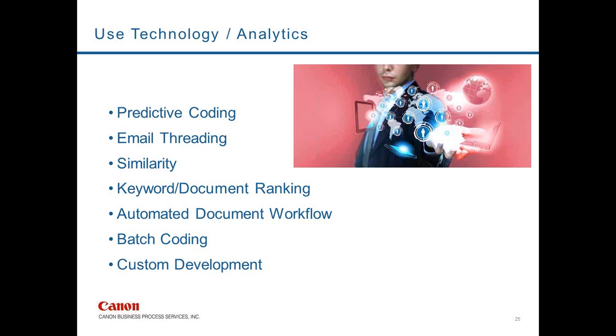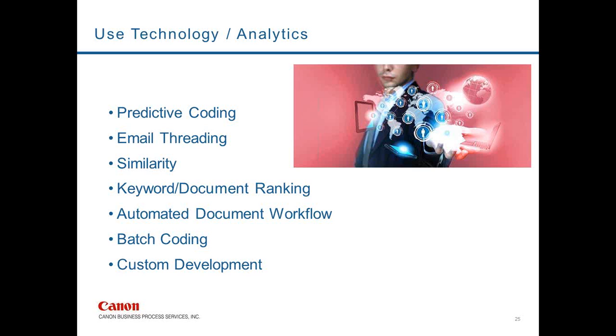There's email and other technologies to group documents together by concepts and relate them so that you can save time by batch coding them. Those things include email threading, similarity clustering, and then another use of technology for reducing your document set is keyword searching or document ranking. In fact, that might be an example that you might want to share, Gordon, about working with Canon, developing an algorithm for the Case Data platform as a result of a case need that you had.